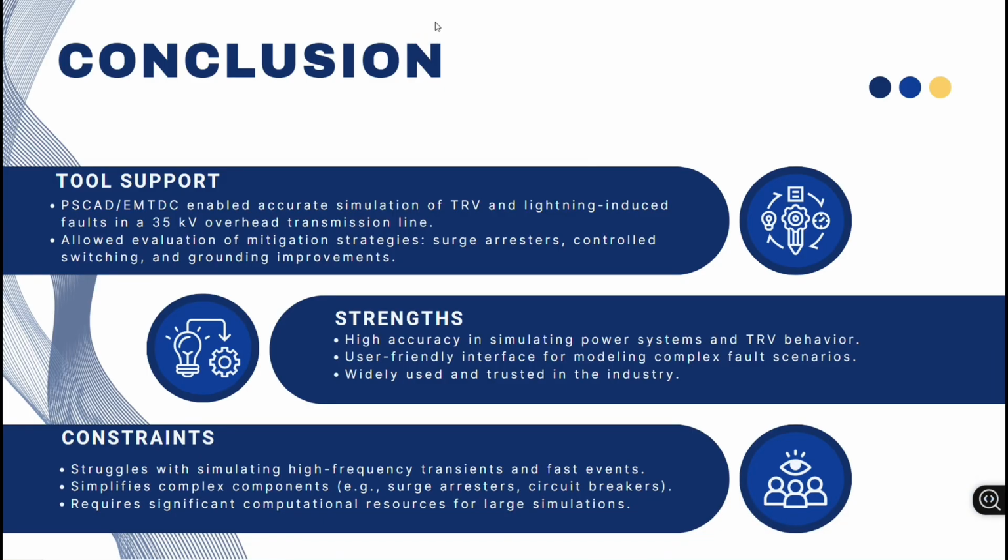So for the conclusion, these tools, PSCAD and EMTDC, enable accurate simulation of TRV and lightning-induced fault in a 35 kV overhead transmission line. It also allows evaluation of mitigation strategies like surge resistor, control switching, and grounding improvement. The strengths of this software are high accuracy in simulating power systems and TRV behavior, and a user-friendly interface for modeling complex fault scenarios, and it is widely used and trusted in the industry.